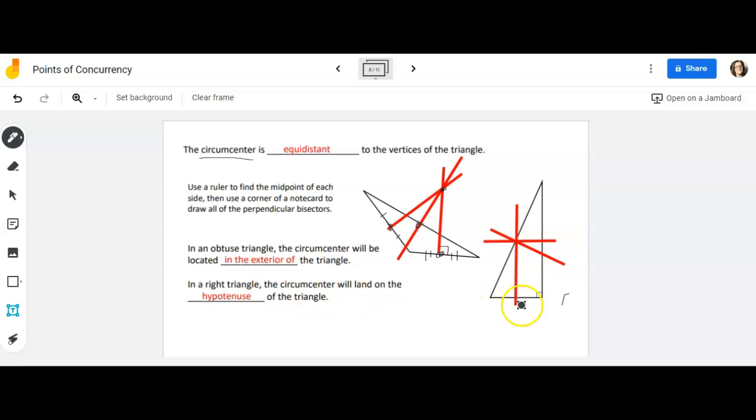In a right triangle, instead of landing right down here like it did on the orthocenter, it's going to land somewhere on the opposite side. So in a right triangle, that would be called the hypotenuse. Okay, so in a right triangle, the circumcenter will land on the hypotenuse.